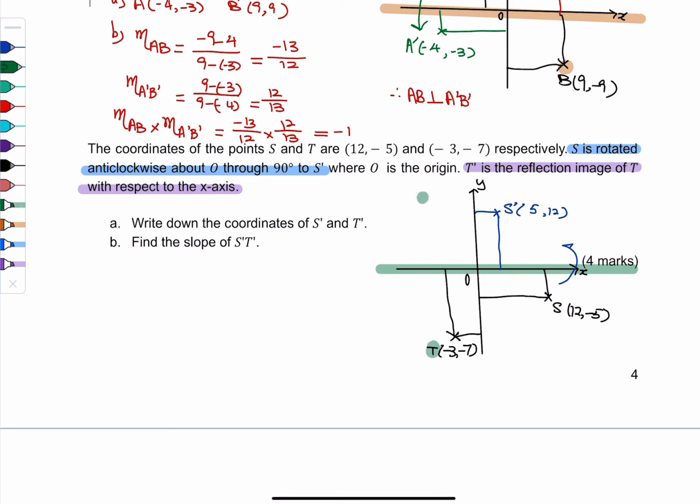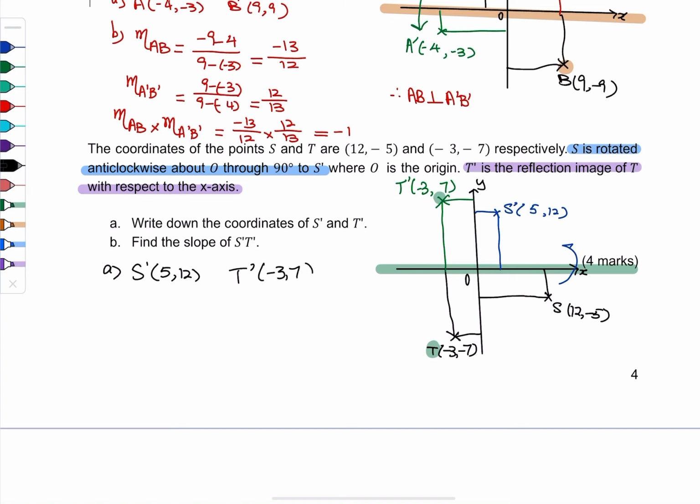So that's why your new T will be somewhere there. Your x is not changing, you're just moved to the upside. X is still negative, y will be positive now. That's your new S and new T. So your part A, very easy. You have to find the new S. You also find the new T.